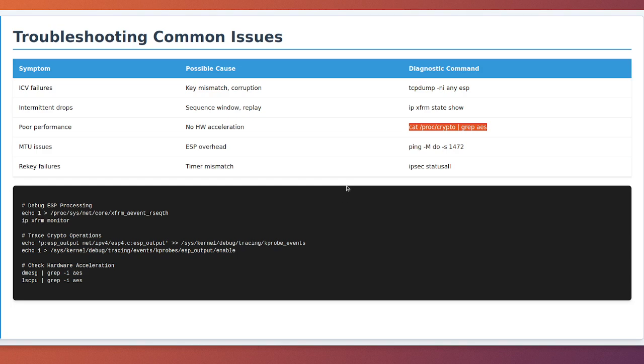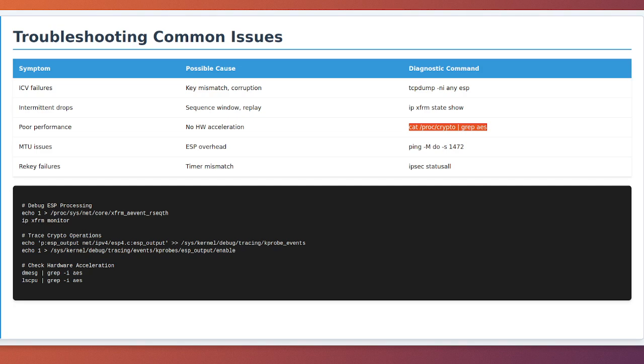Interoperability issues between different vendors' equipment can be subtle. While the standards are clear, interpretations can vary. Common issues include different default values for parameters not explicitly configured, disagreements about how to construct the IV for CTR mode, or different behaviors when rekeying. Packet captures on both sides comparing the ESP headers, particularly the IV construction, can reveal these issues. Sometimes enabling explicit algorithm specifications rather than relying on defaults resolves these problems.